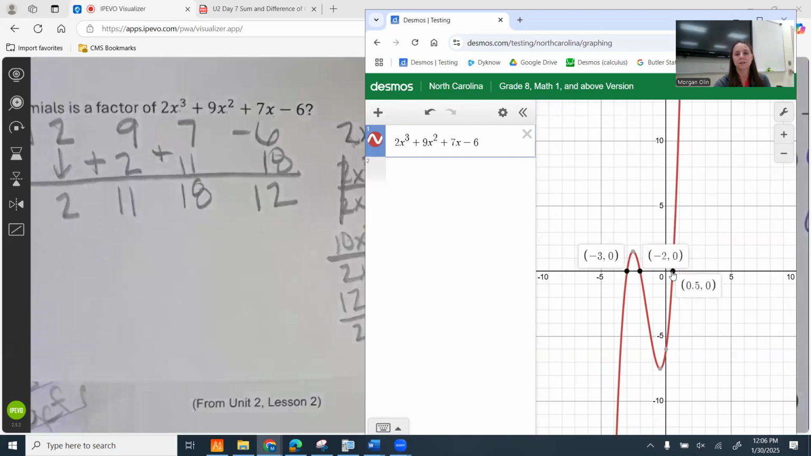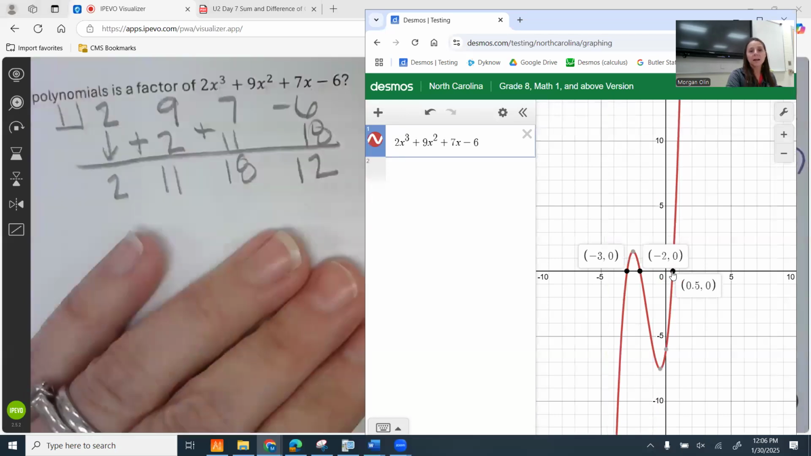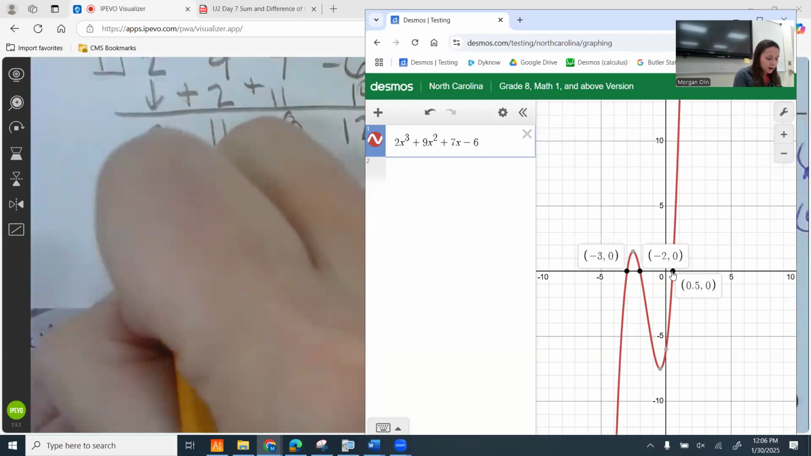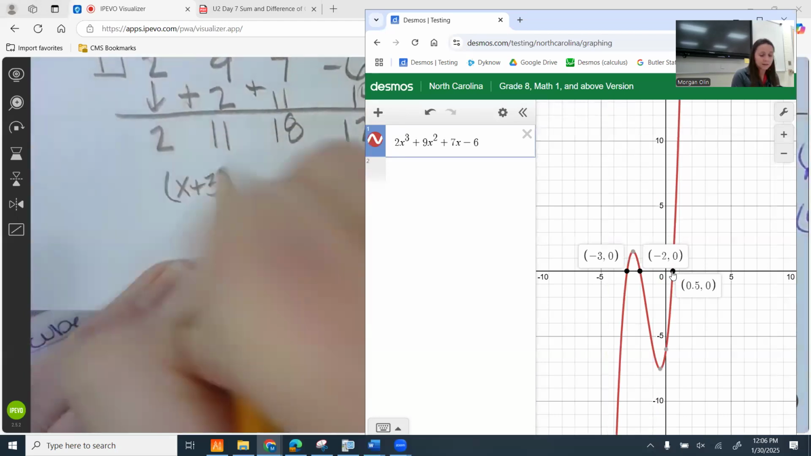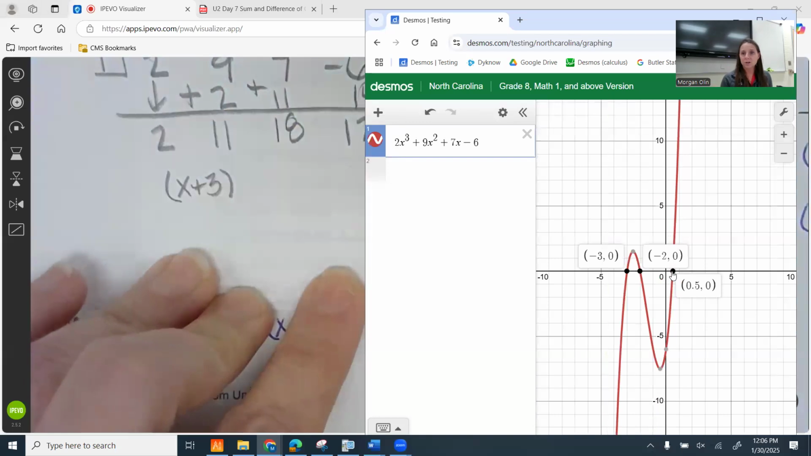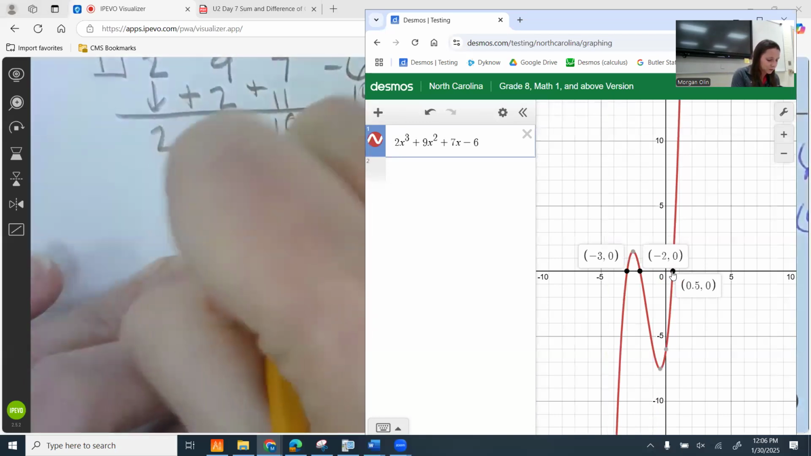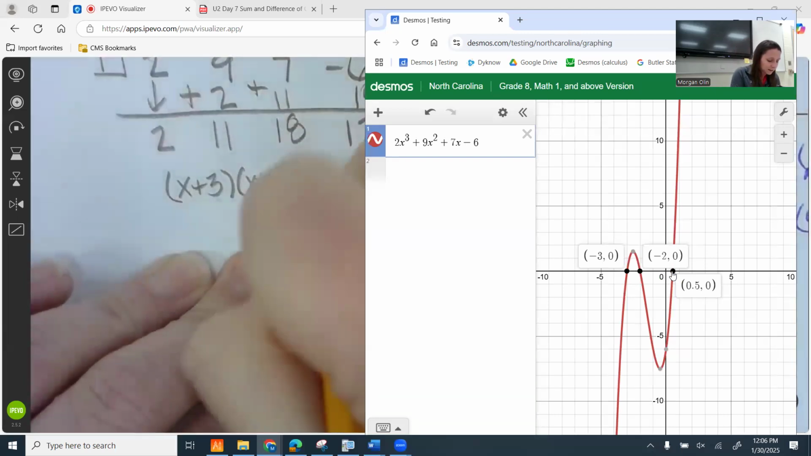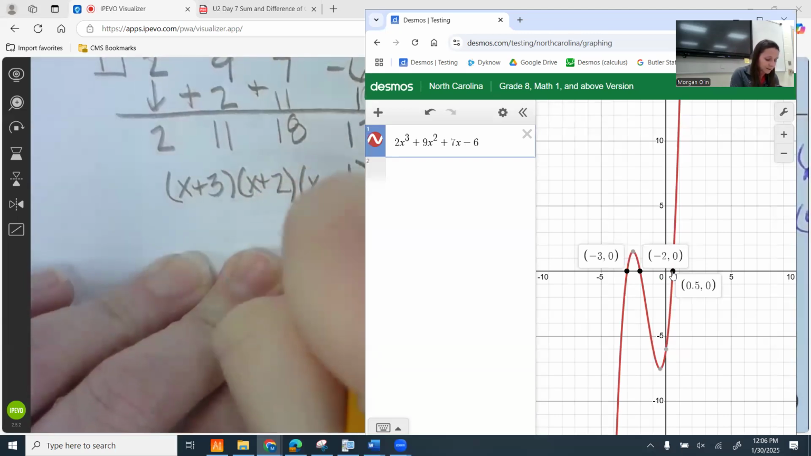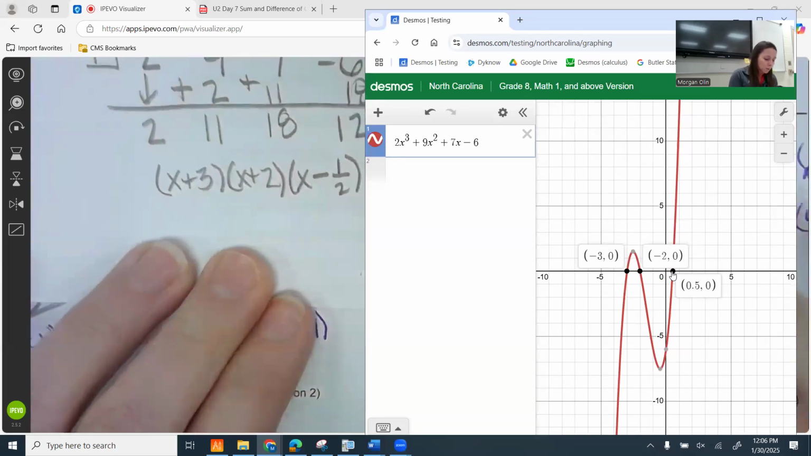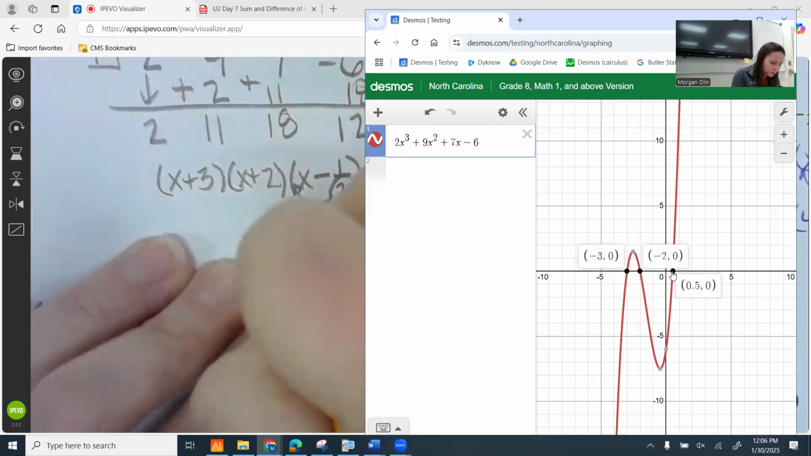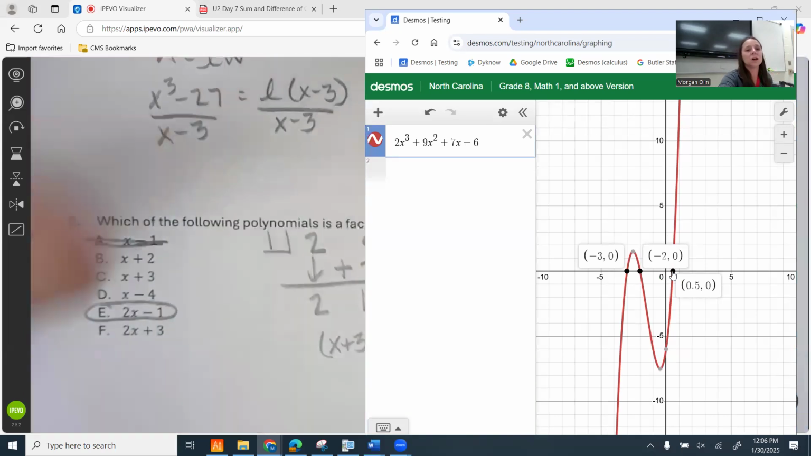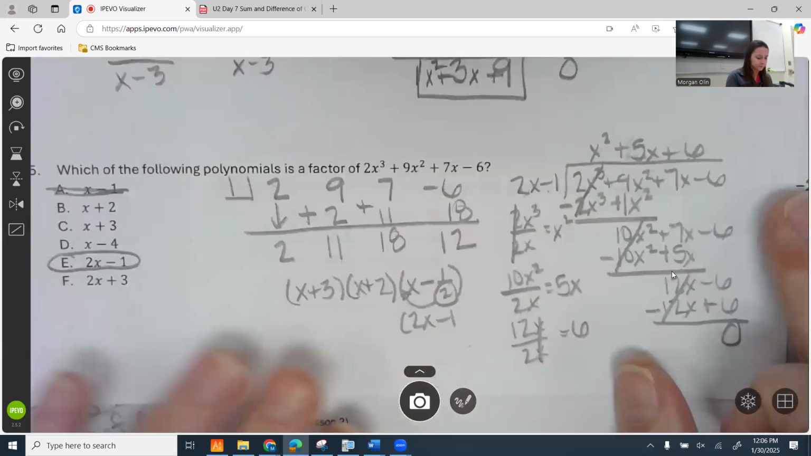Here's all my x-intercepts. And remember this, if negative 3 is a root, then guess what? X plus 3, the opposite, is a factor. And if negative 2 is a root, like I see, then x plus 2 is a factor. And if 0.5 is a root, that means the opposite, x minus 1/2, is a factor. But remember, when we have fractions, we can take this 2 out in front. So that's 2x minus 1, which is actually the one that we just got.